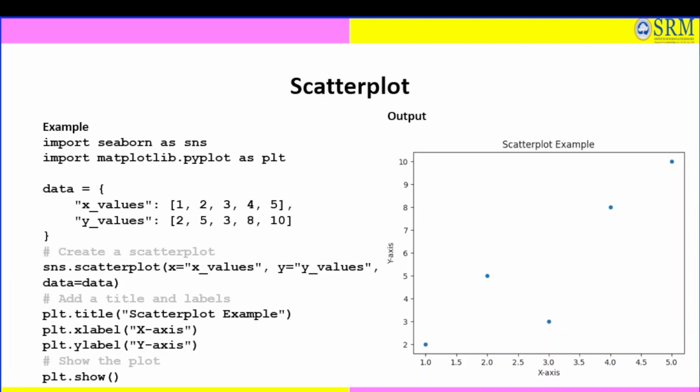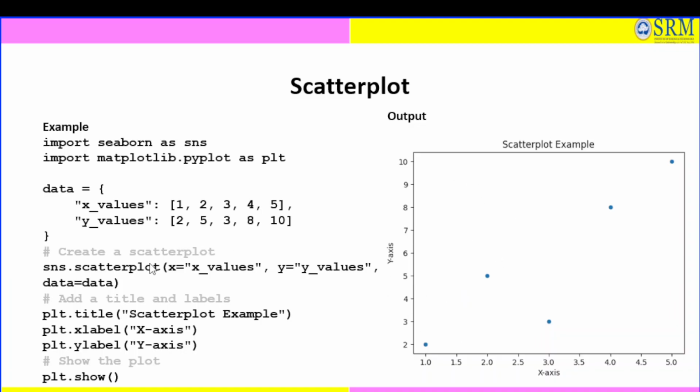First we have a data. Data will be represented as XY values. Let's say I have 1, 2, 3, 4, 5 in X and 2, 5, 3, 8, 10 in the Y. So 1 2, 2 5, 3 3, 4 8 and 5 10. Now this is the data point. How this gets plotted into a scatter plot.